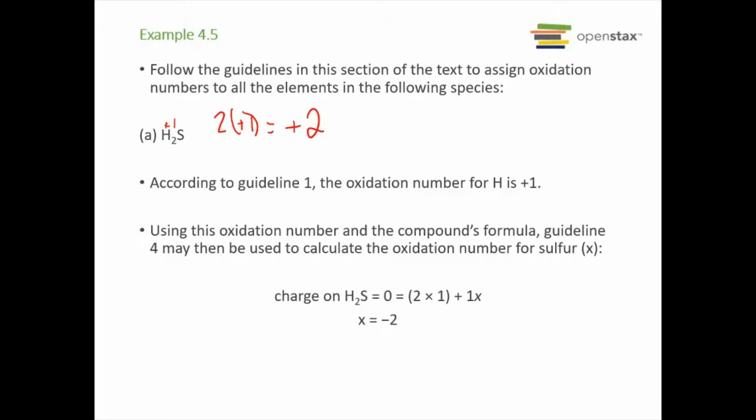Since this overall needs to equal 0, this +2 plus x needs to equal 0. Solve for x: subtract 2 from both sides. x equals -2. So that means that sulfur has to have an oxidation state of -2. Using those rules, we can figure out the oxidation number for sulfur.